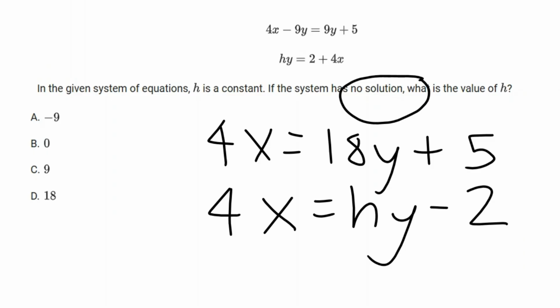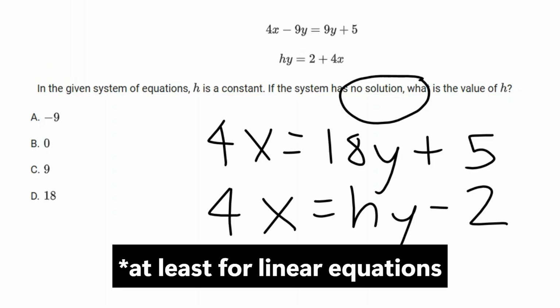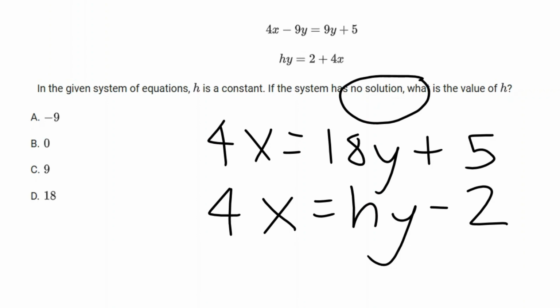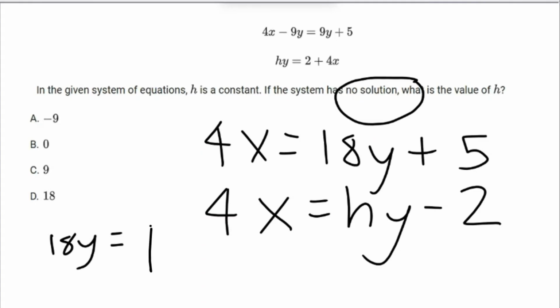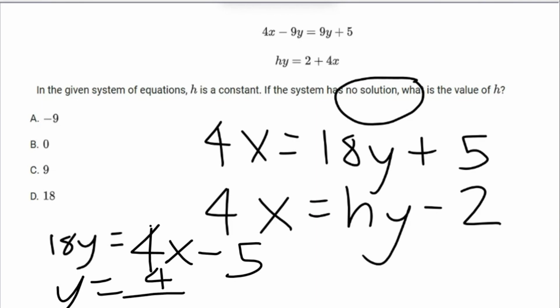Okay, and so we know in problems that have no solution, you're always going to have the slopes be parallel to each other. And so in order to find the slope, you need to set y by itself. Let's do that for the first problem. So you have 18y equals 4x minus 5. Sorry, I know I'm getting a little cramped here. Equals 4 divided by 18, which is going to be our slope.